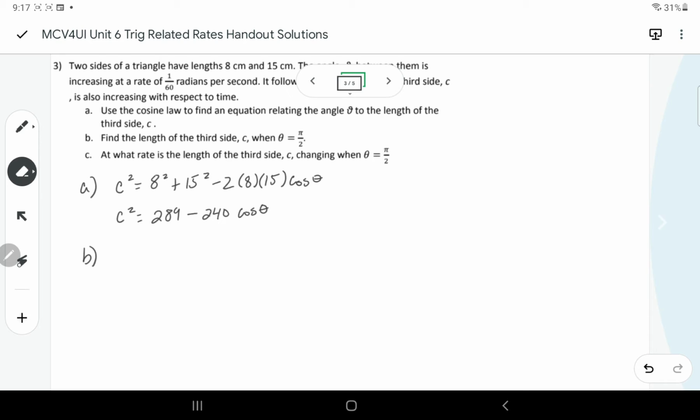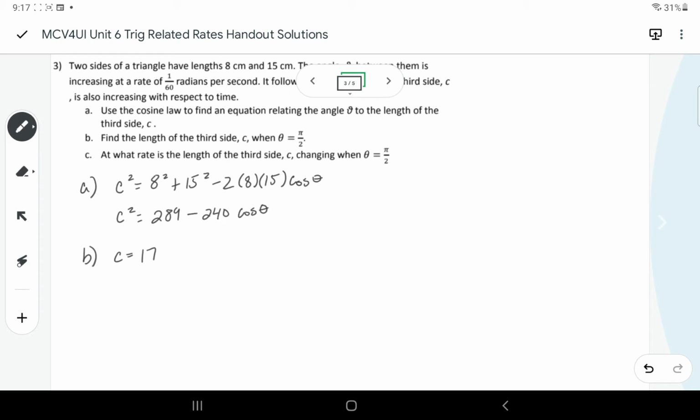So 289 minus 240 times cos of pi over 2. Oh, well, cos of pi over 2 is going to be 0, and that gives us C equals 17. At what rate is the length of the third side changing when theta is pi over 2?